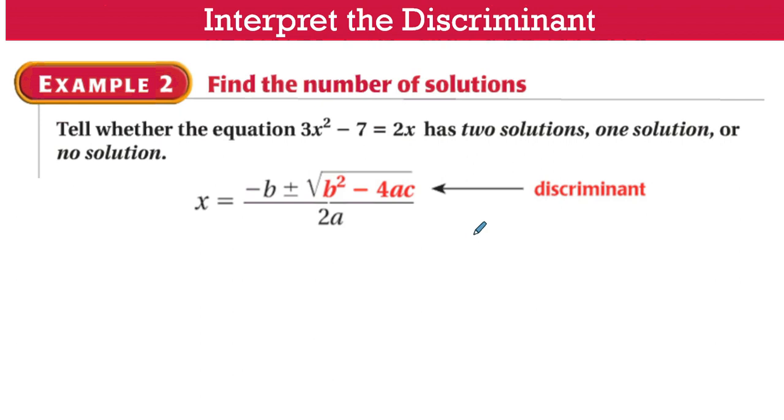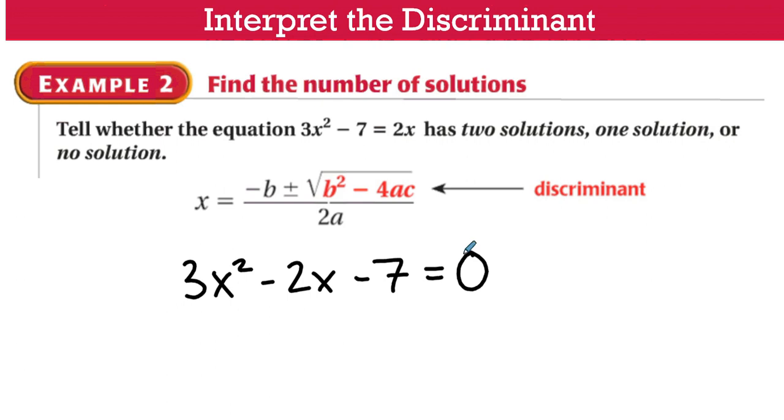Here's the type of questions that they'll ask you. They'll give you an equation, and they're going to ask you how many solutions or how many x-intercepts the graph of that equation would have. Well, the first thing I need to do is set it equal to 0 in order to find what a, b, and c would be. So I need to subtract 2x here, and I need to write it from highest power to lowest power. So now I have it equal to 0, and then I write what a, b, and c are. A is equal to 3, b is equal to -2, c is equal to -7.